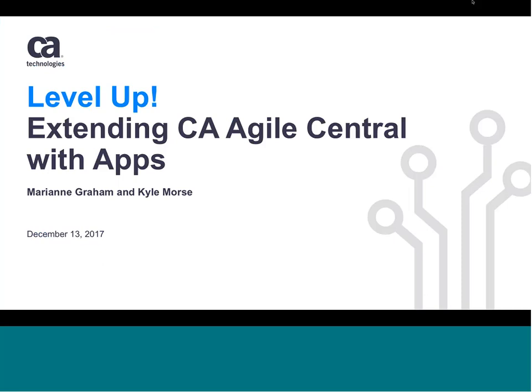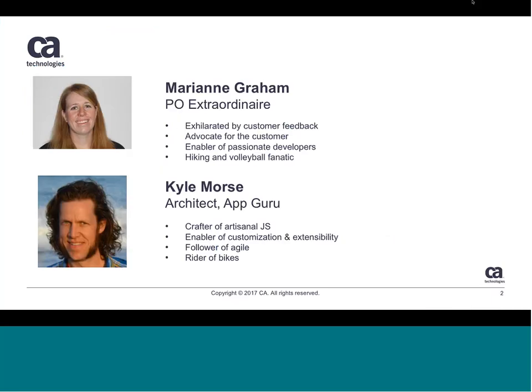Awesome. Thank you, Caitlin. So just a quick introduction on us. My name is Marianne Graham. I am a product owner here at Agile Central. I'm exhilarated by customer feedback, and I thrive on taking that feedback from my team to our training to help motivate our developers and build better products. Outside of work, I'm also a volleyball and hiking enthusiast, and thankfully we have quite a few places to hike and a lot of volleyball here in Colorado.